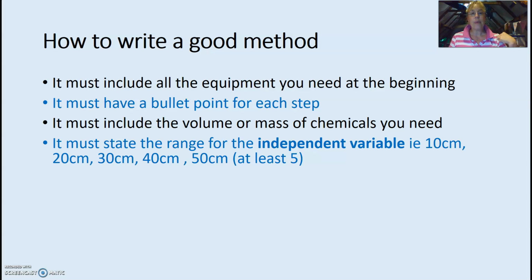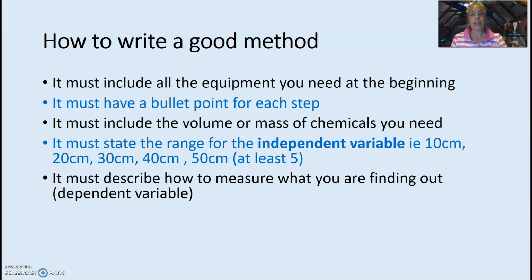Or if my independent variable is looking at something at 10 centimeters, 20 centimeters, 30, 40, and 50 centimeters, what you can see there is I've got at least 5 independent variables. So a good range is always found in a good experiment.